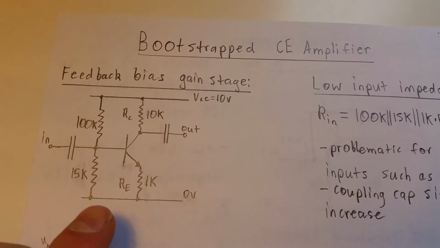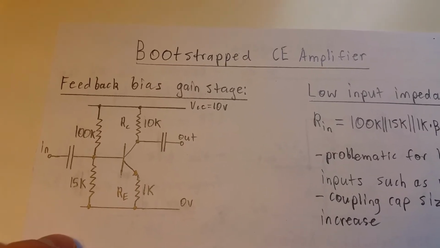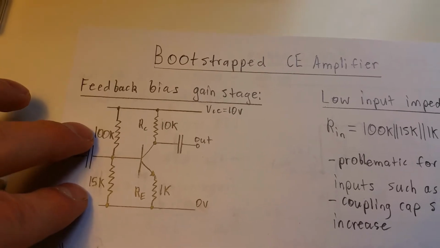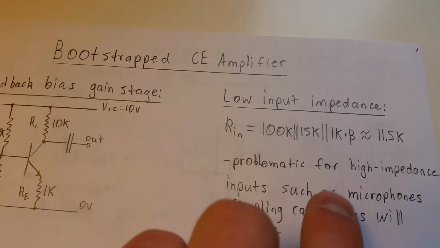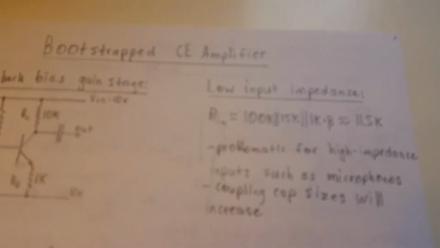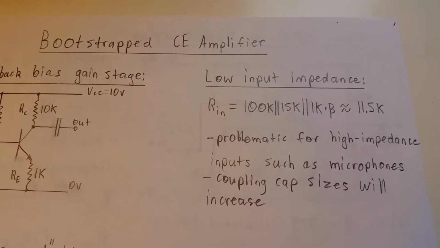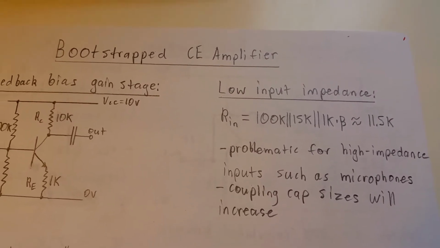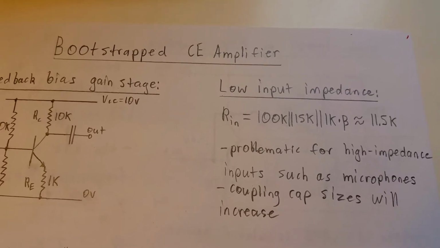This type of gain stage can be very useful, but it's not without its problems. One of them being this bias network here that's necessary to bias the transistor properly has a low input impedance. This could be really problematic if you're trying to amplify a high impedance microphone or something, or another previous stage that is also high impedance. You'll be wasting gain like crazy.